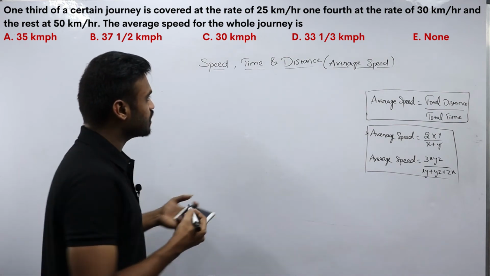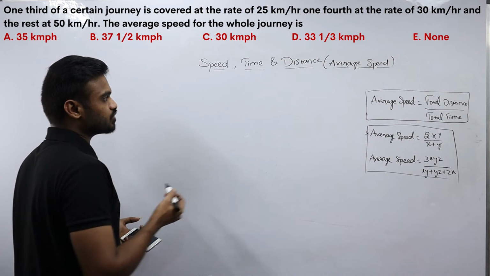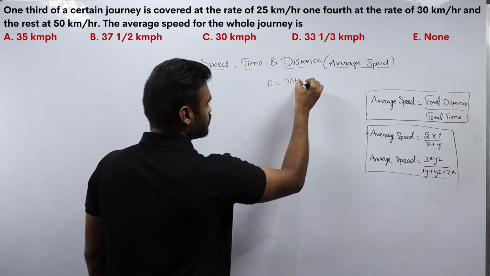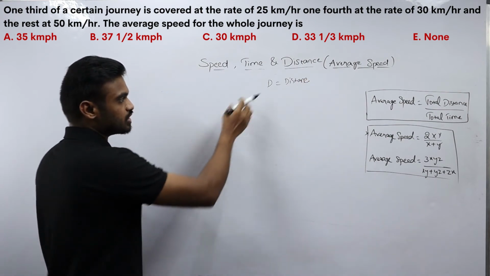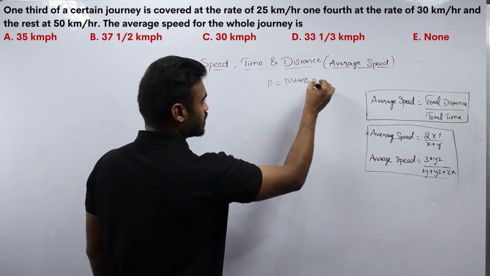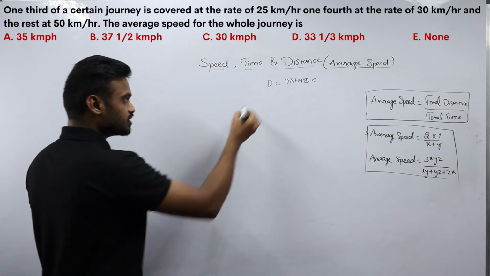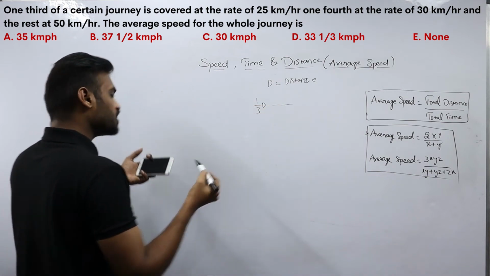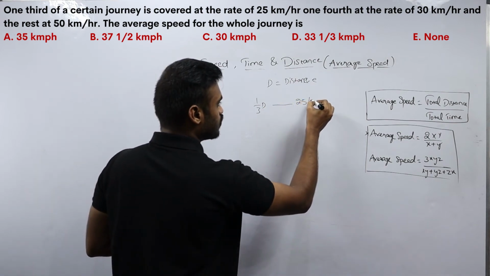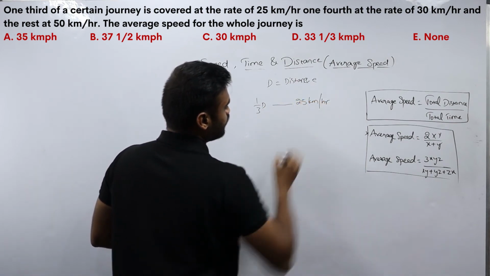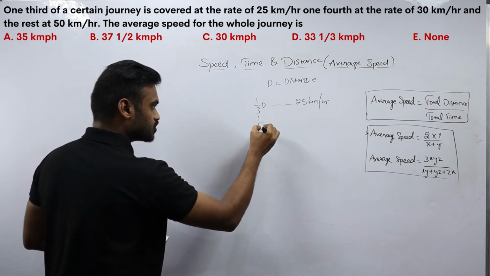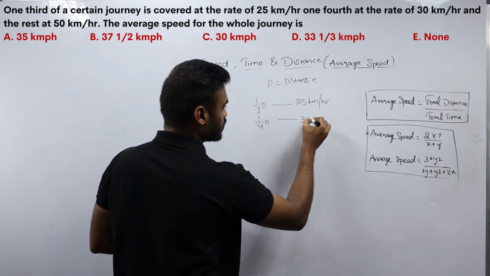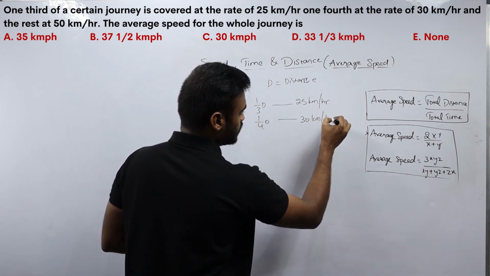Okay, see here they didn't give any total distance in the question, so I am assuming the total distance as d. Okay, so what they have given is 1/3 of the total distance is covered at a speed of 25 km per hour, and 1/4 of the total distance is covered at a speed of 30 km per hour.